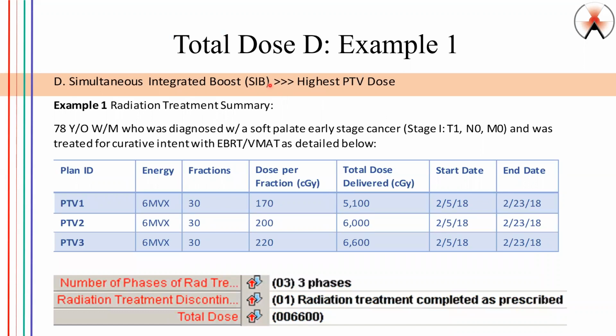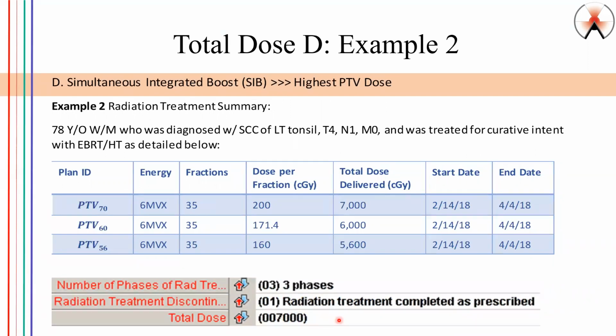SIB, or concurrent boost. The rule tells us the highest PTV. Okay, so which is the highest PTV here? 6,600, and that's what we use. I mean, imagine if we were to add this, we're going to be getting an astronomical number that does not make any sense, and it will skew the data. Again, simultaneous integrated boost, SIB, go with the highest, okay, 7,000, and that's what was done in this case.